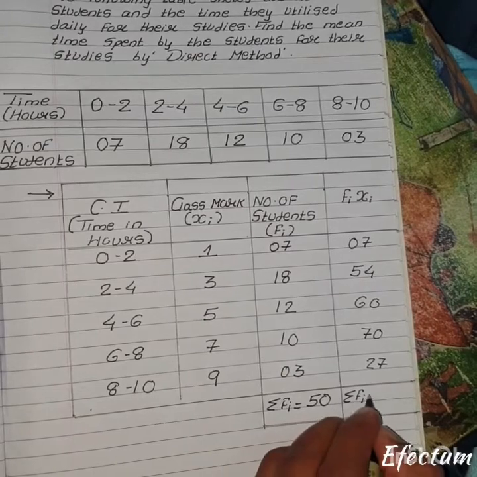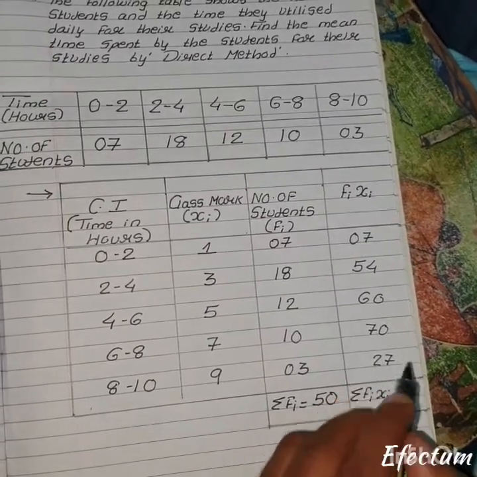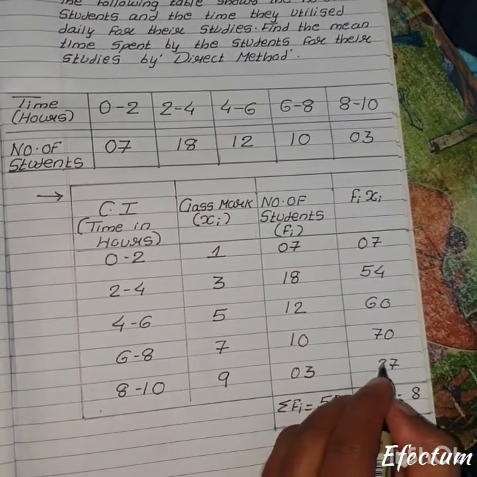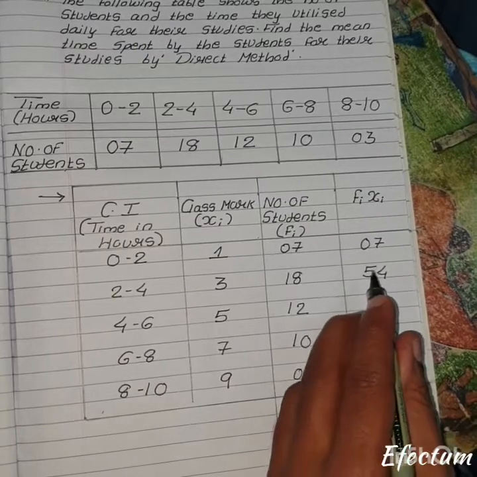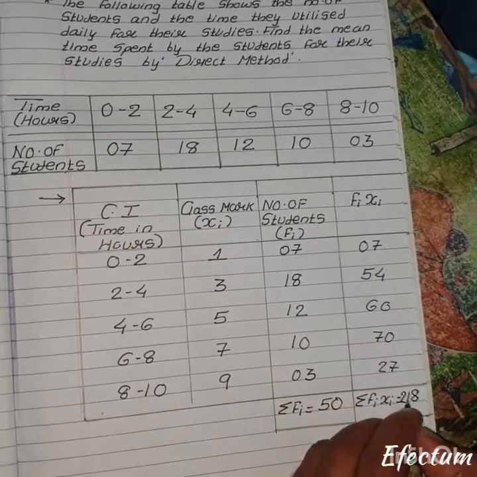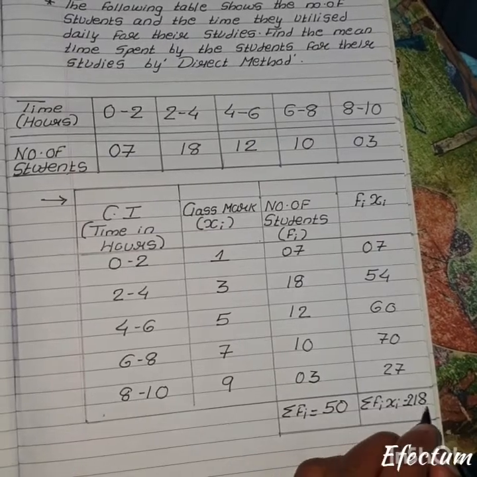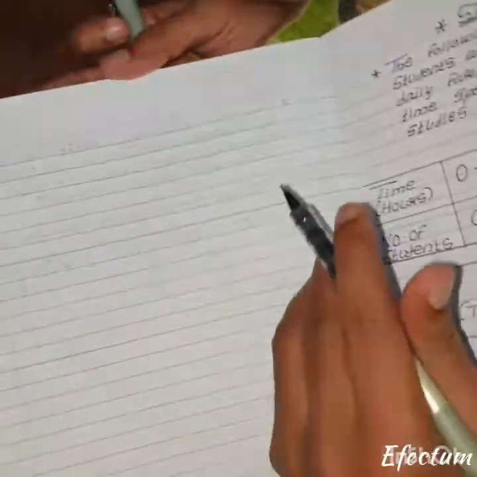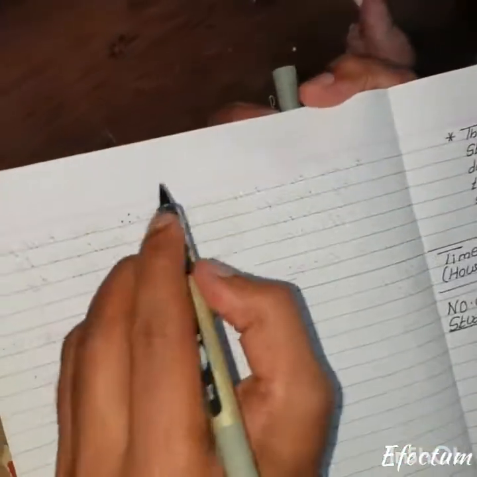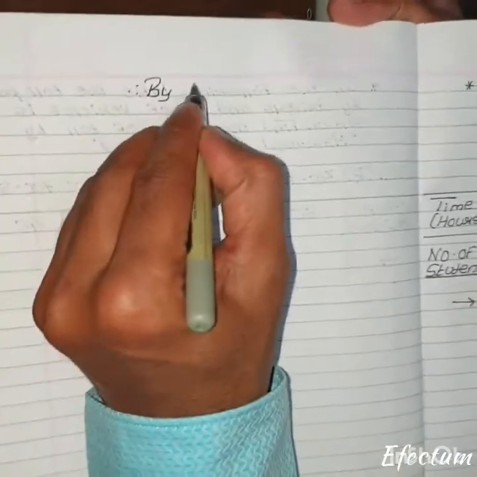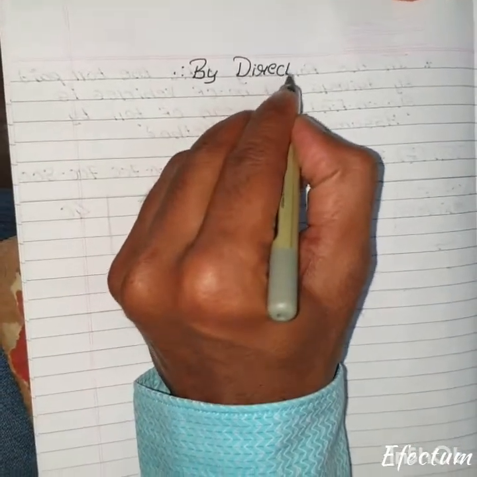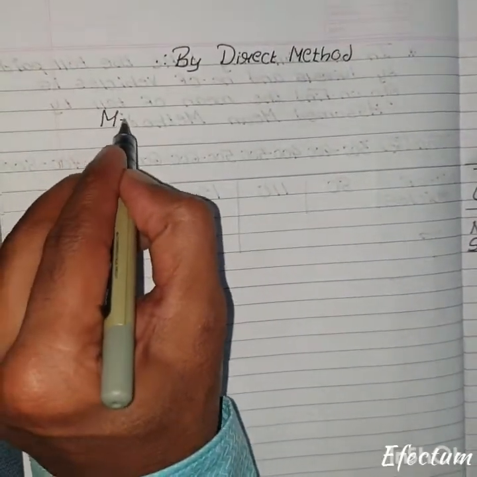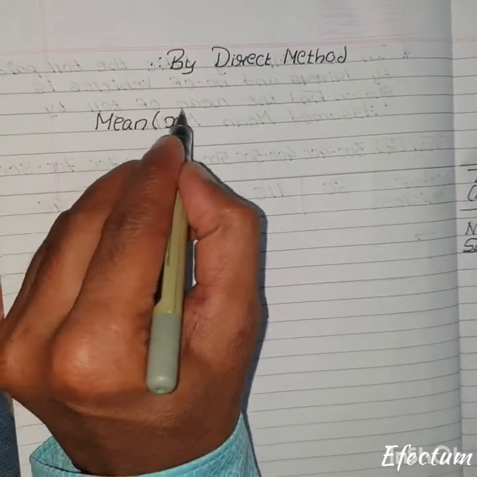Now let's find out addition of fi xi. 7 plus 54 is 61, 61 plus 60 is 121, 121 plus 70 is 191, 191 plus 27 is 218. So the answer for summation fi xi is 218. Now therefore, by direct method, now what we are finding out? Mean. It is denoted by x bar.